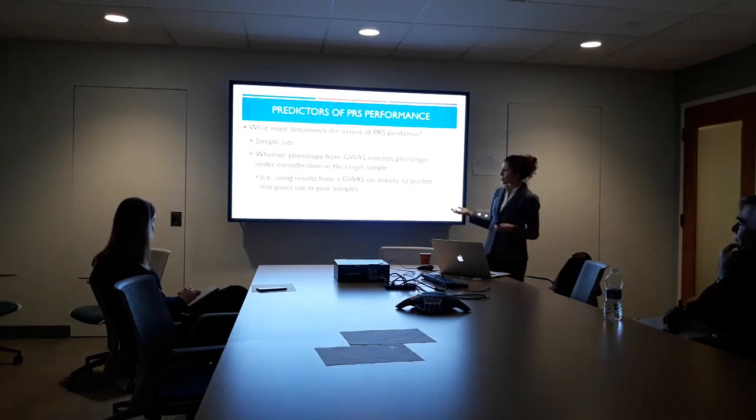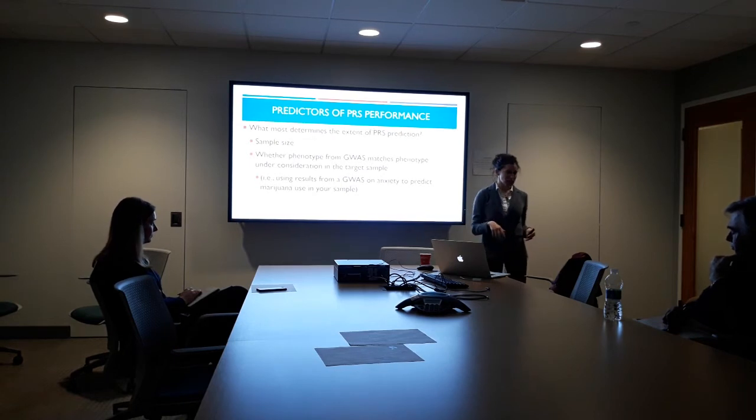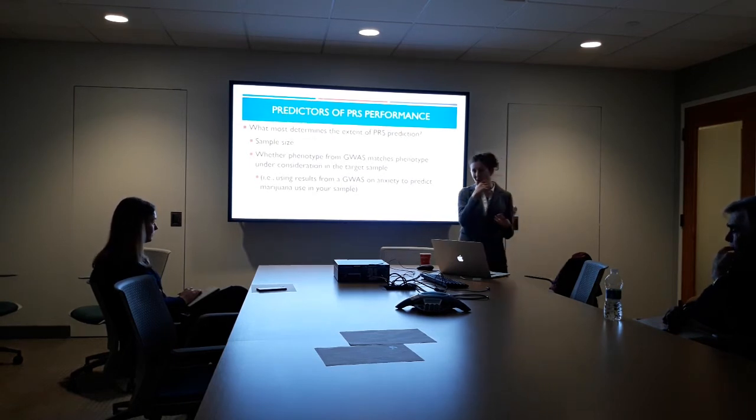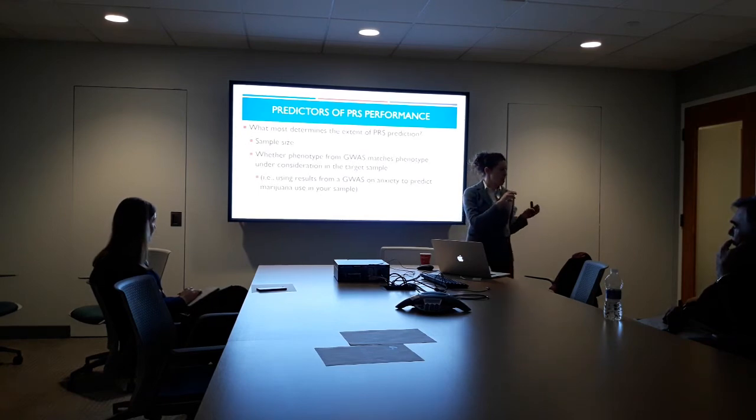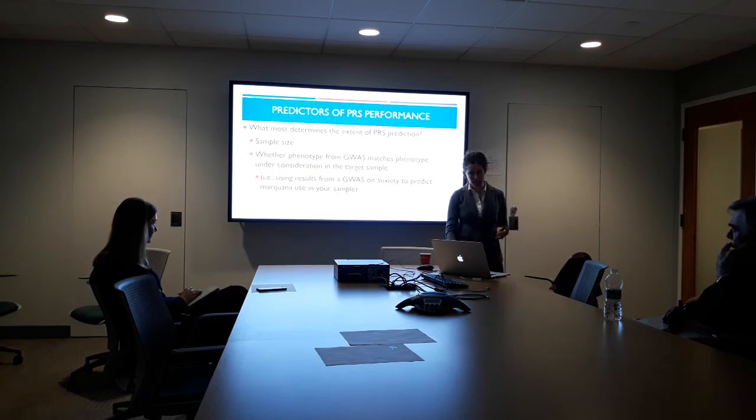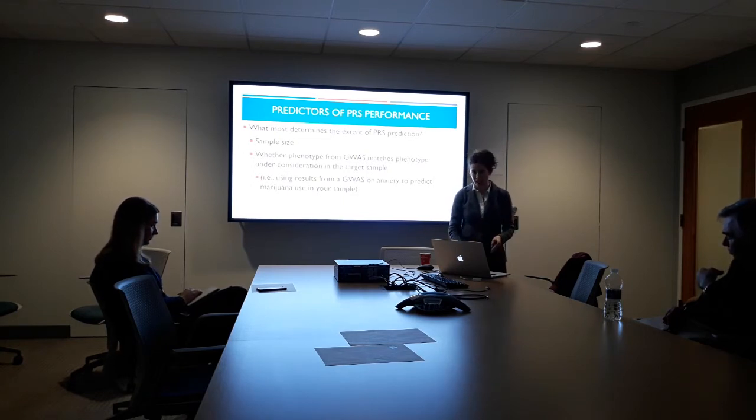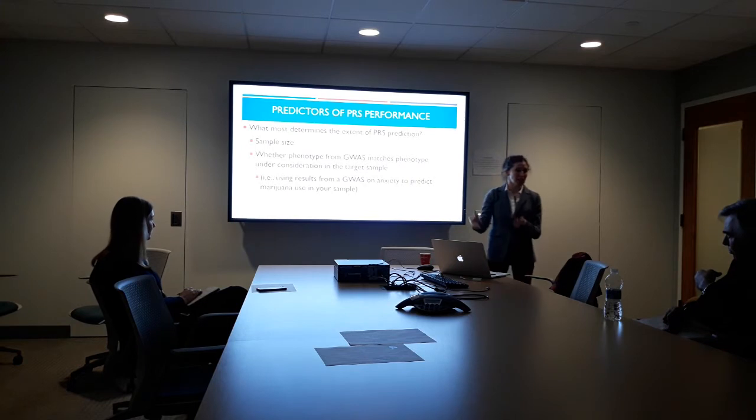Another important factor to consider is whether the phenotype from the genome-wide association study matches the phenotype under consideration in your target data. So I do a lot of work looking at, for example, internalizing and externalizing polygenic risk in relation to substance use disorder. Naturally, you would expect to see some level of attenuation in the variance accounted for if the original GWAS of internalizing, externalizing symptoms, we're focusing again on a slightly different phenotype.